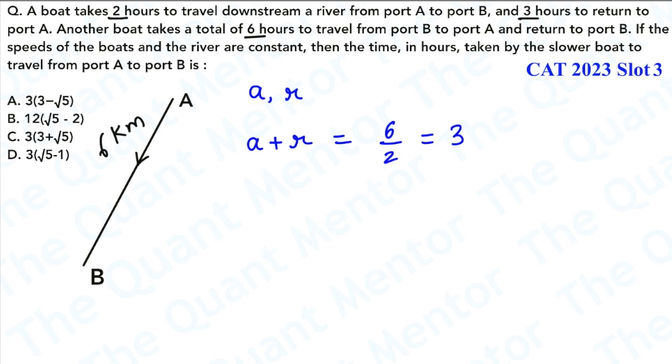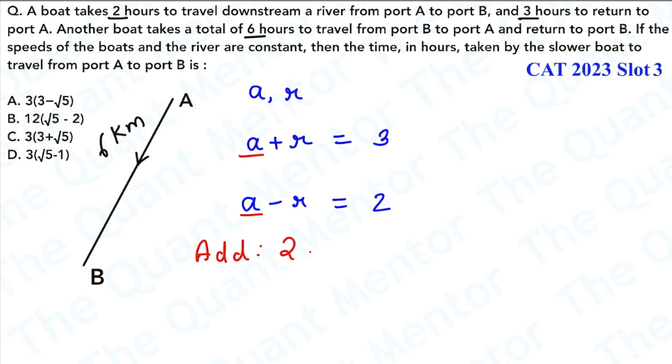Similarly, if the boat travels upstream, the effective speed will be A minus R, and speed is also distance 6 upon the time 3 hours, and that will be equal to 2. So upstream speed of the boat is 2 kilometers per hour. So we get the equation A minus R is 2. Okay, next thing, we just add these two equations. When we add these two equations, we'll get A plus A, that is 2A, and R minus R becomes 0, will be equal to 3 plus 2, that is 5. If 2A is 5, we'll get A as 2.5. Putting in A as 2.5 in any of these two equations, I get the value of R. R will be equal to 0.5.